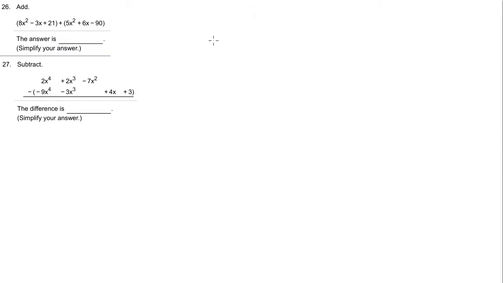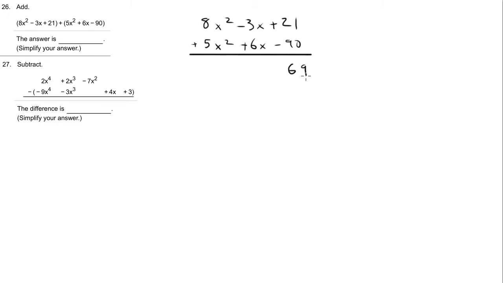Let's add. I'm going to rewrite it because my handwriting is bigger than this typing. And I'm going to get everything all lined up in columns. And we'll have 21 minus 90 is 69, so a negative 69 plus 3x plus 13x squared. Cool. Subtract.